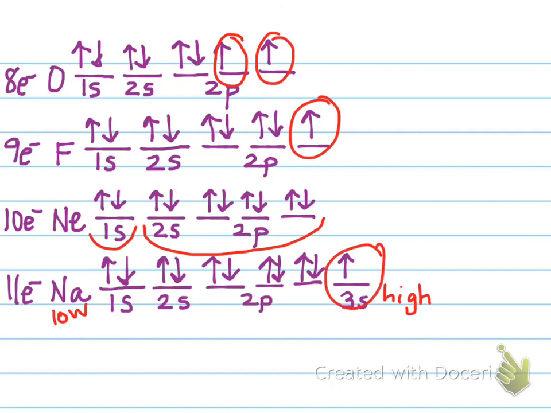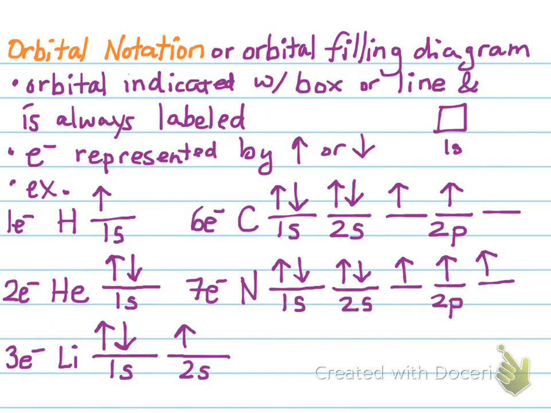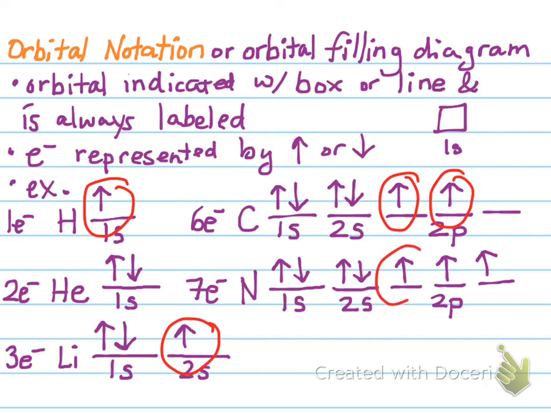Sodium has 1. Hydrogen has 1. Notice helium doesn't have any. It's in that noble gas group. Lithium has 1. Carbon has 2. And nitrogen has 3. So that means just a half-filled orbital.